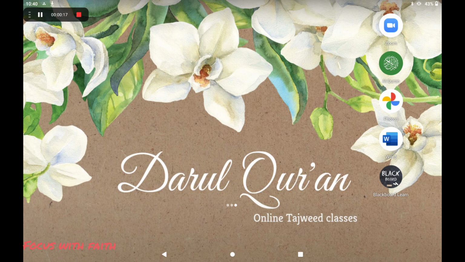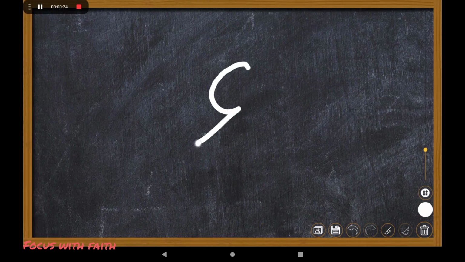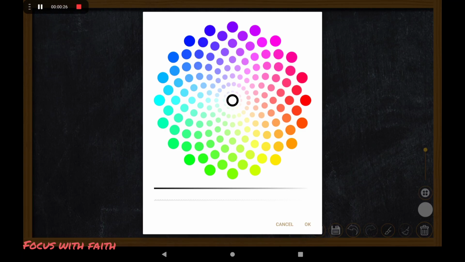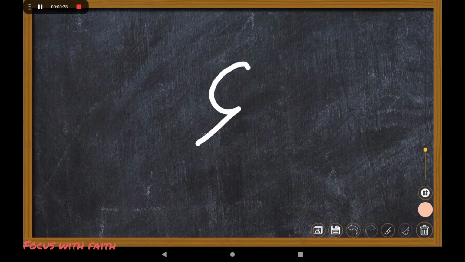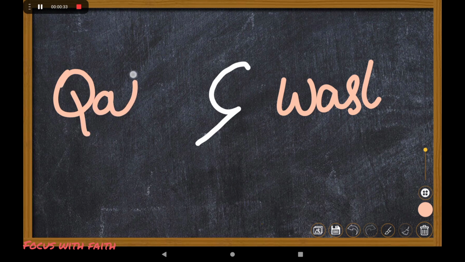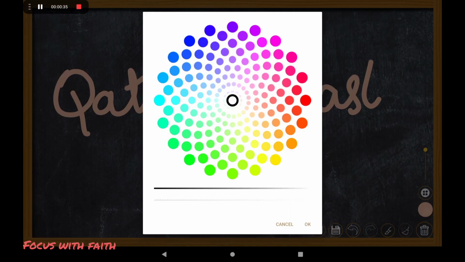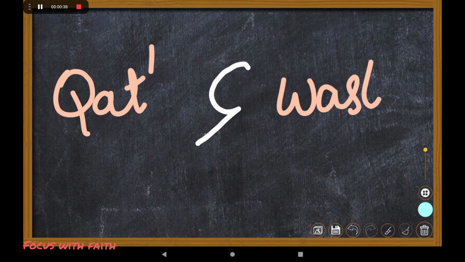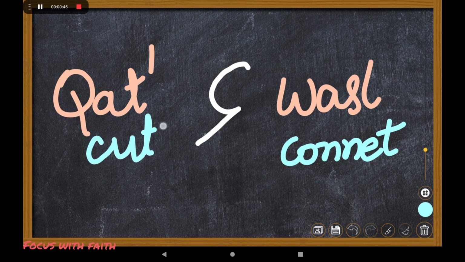Inshallah ta'ala, let us take one more rule today, and in today's class we will be talking about the hamza. Okay, we have got hamza, and in this we will be discussing hamzatul wasl and hamzatul qat'. Now what are these? Wasl means to connect. Qat' sounds like cut, right? And it is cut. So we will be talking about the connecting hamza and the cutting hamza, inshallah.